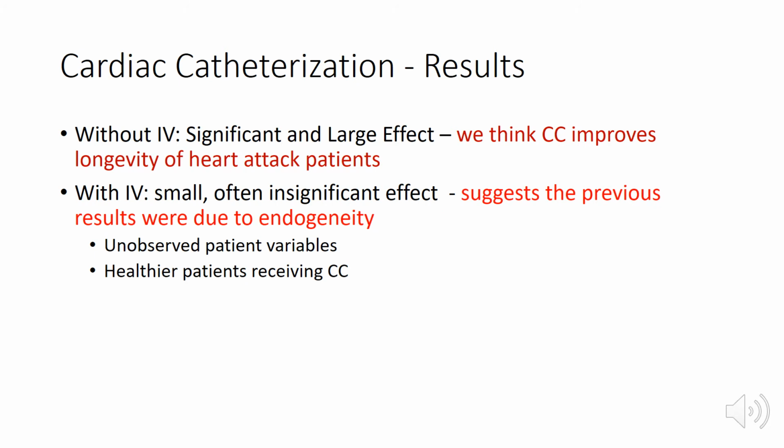But when we account for the endogeneity, when we look at the instrumental variable results, we see a small, often insignificant effect, which suggests that those good patient outcomes were due to the fact that the decision to have a catheter, or to give a catheter if you're the doctor, is endogenous. It's determined within the system. There's unobserved patient health variables. Your doctor might give you a catheter if you're more likely to survive anyway. Healthier patients are the ones that receive these cardiac catheters. It's important to account for endogeneity. Questions so far?